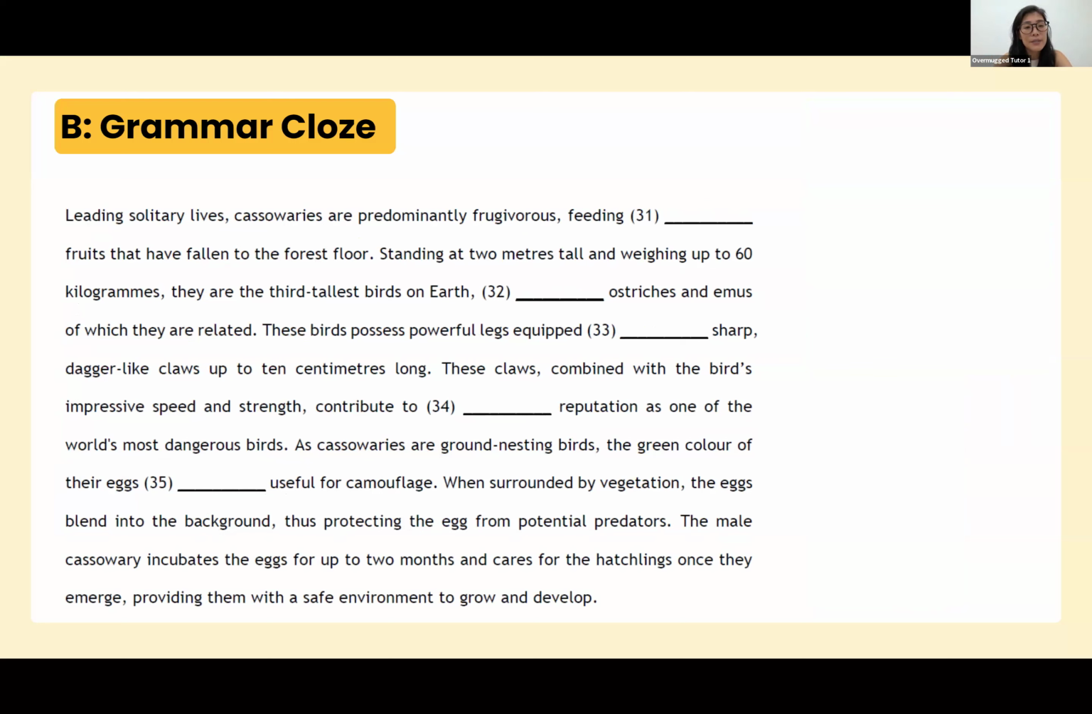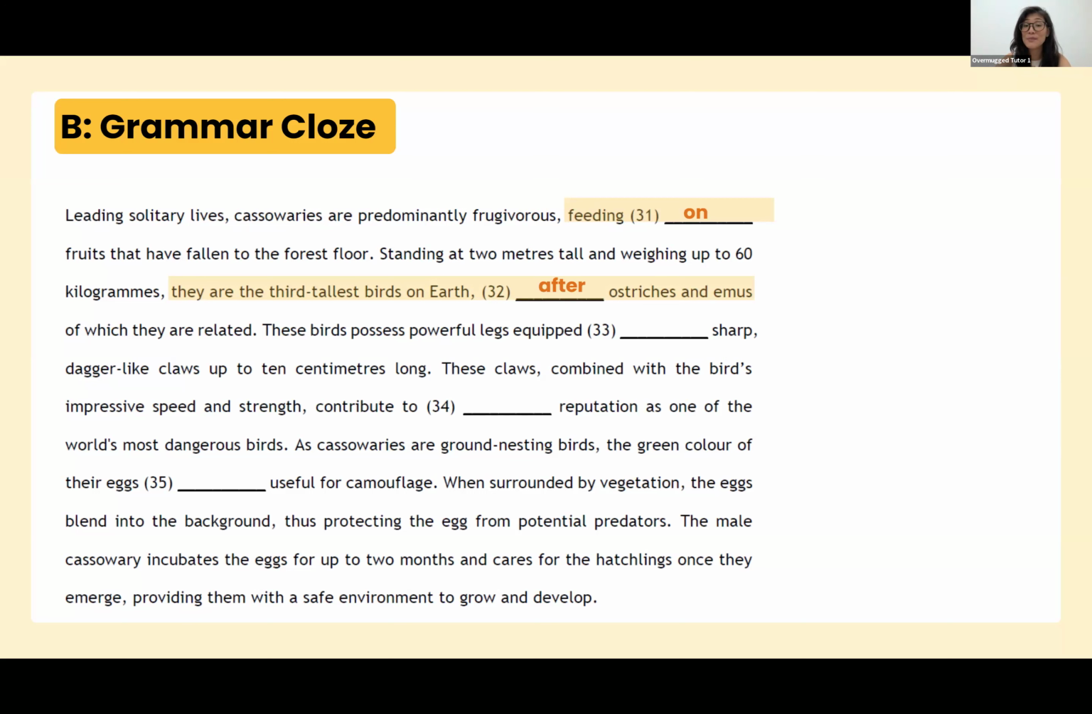Leading solitary lives, cassowaries are predominantly frugivorous. Interesting, right? It means that they only feed blank fruits. When you're feeding, you are feeding on something. Question 32. Although these birds are big, they are only the third tallest birds, and they blank ostriches and emus. So if we go by rank, ostriches is the first, followed by emu, followed by cassowaries. So they are the third tallest after ostriches and emus.